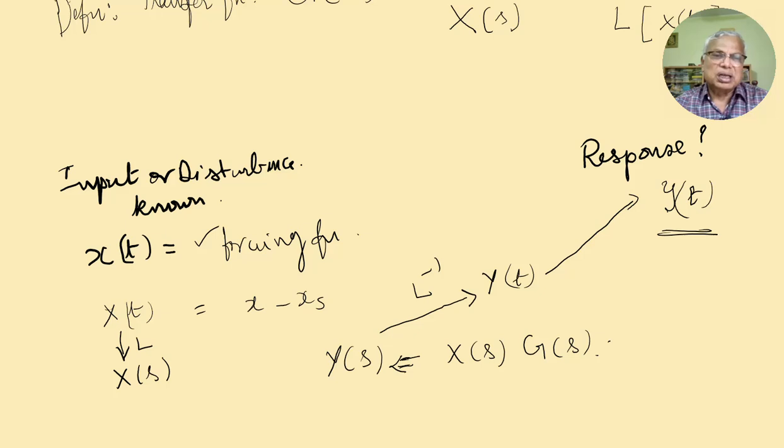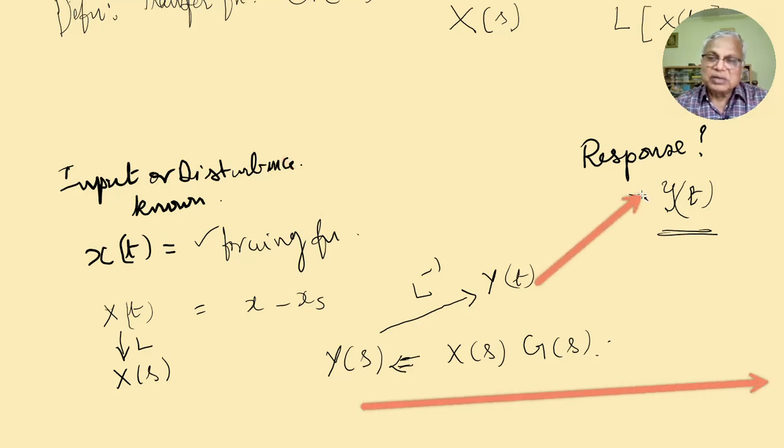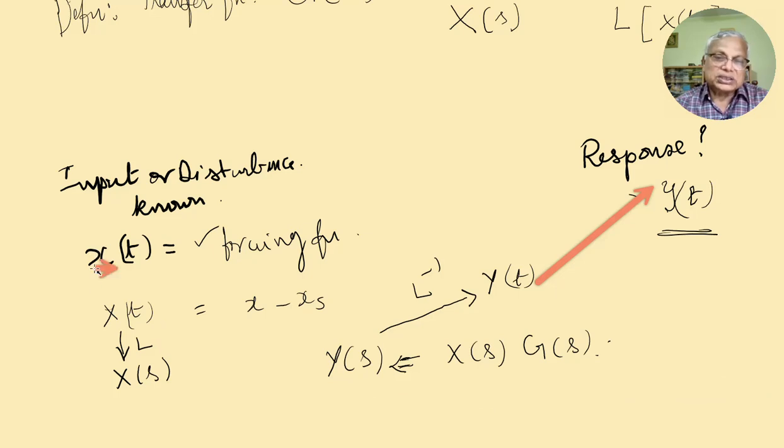From a given known disturbance or input, you write it in terms of a forcing function, then take the Laplace transform, multiply by the transfer function, and then take the inverse Laplace. So x(t) to X(s), X(s) to Y(s), and Y(s) to y(t), the response. So that will give you the dynamic response of a process.